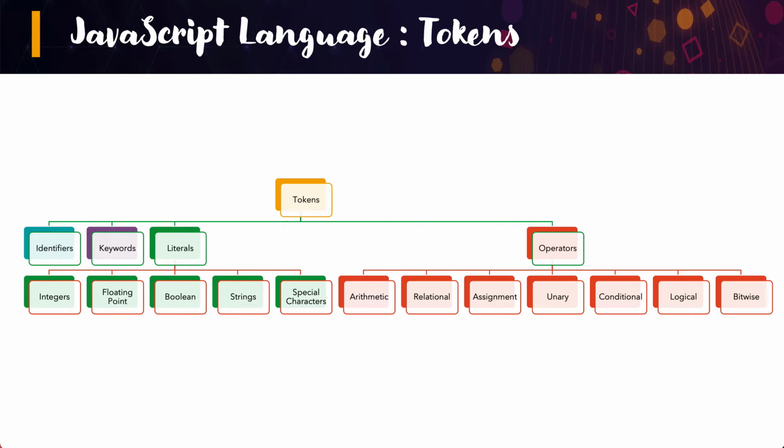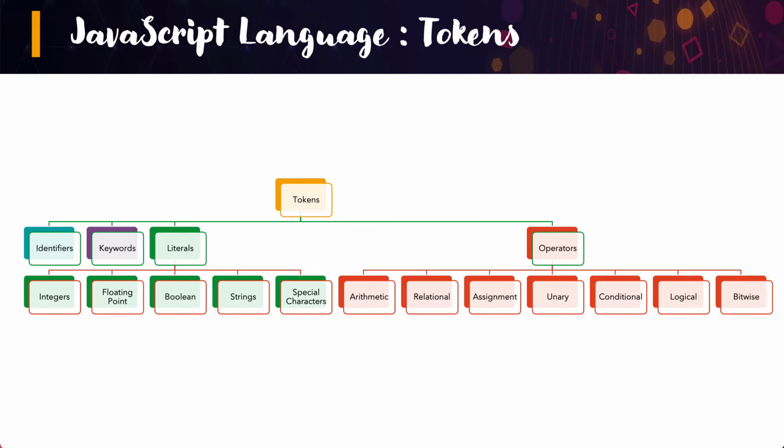Each language has a set of keywords. These keywords are special purpose words that have predefined meanings. Literals, or the example I gave you, 25 or 45 or something else, these are literals. Literally speaking, they are literals. There are 5 different kinds of literals: integers, floating point, boolean, strings, and special characters. We will go through them.